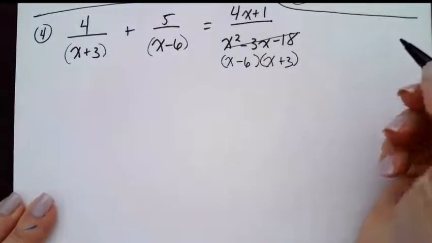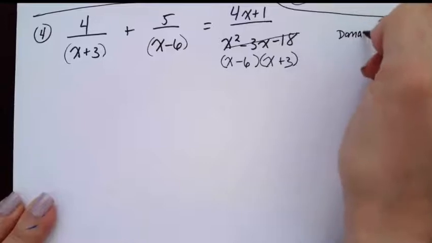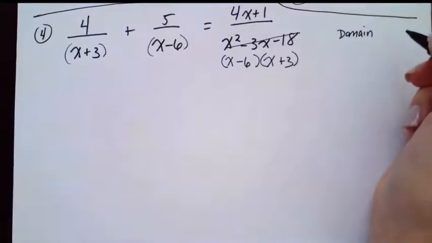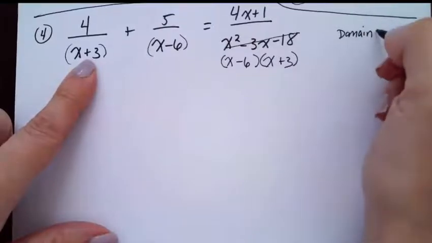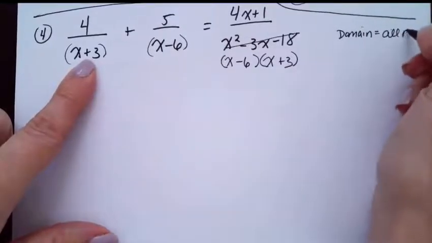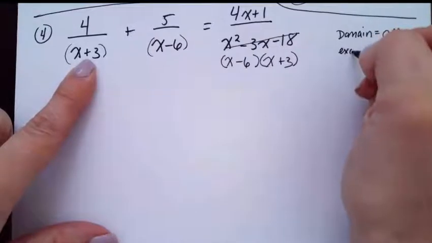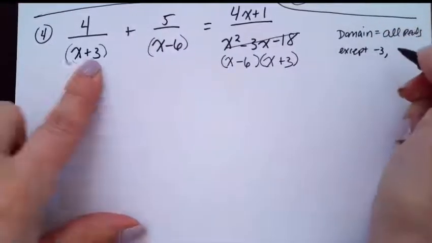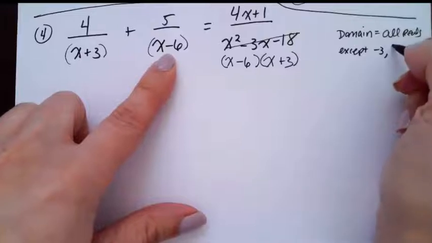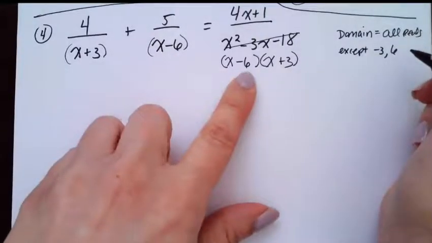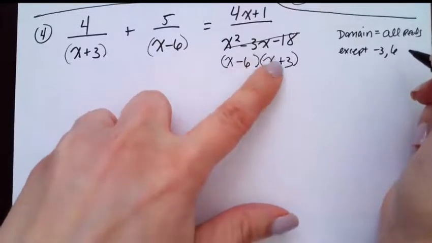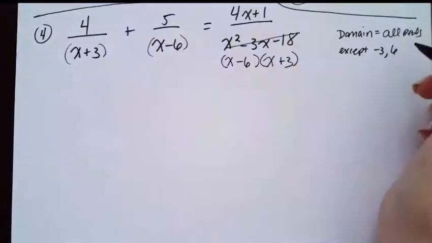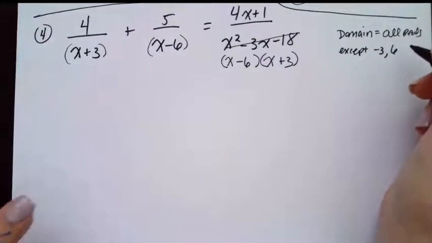This also helps me find my domain because if I have my factors, I could easily see what values are going to make the denominator 0. So negative 3 would make this denominator 0. So my domain would be all reals except negative 3. A 6 would make this 0. So I want to exclude 6. And then those same two numbers are going to make these 0 as well, because the 6 would make that factor 0 and negative 3 would make that one 0. So those are all the values that I want to make sure I stay away from.